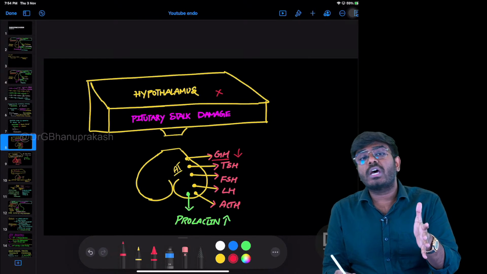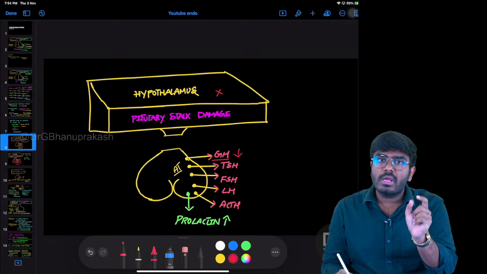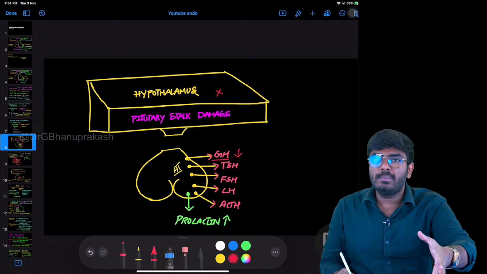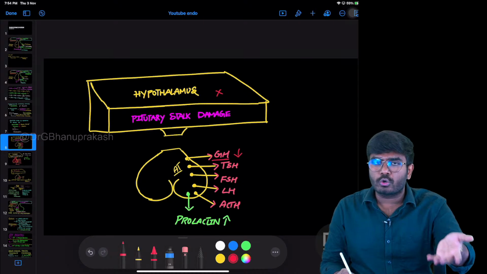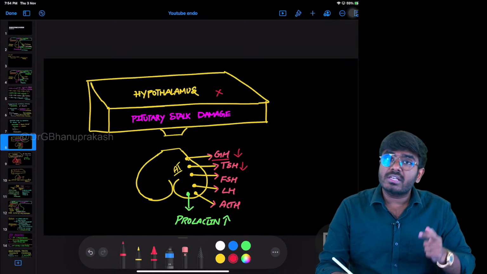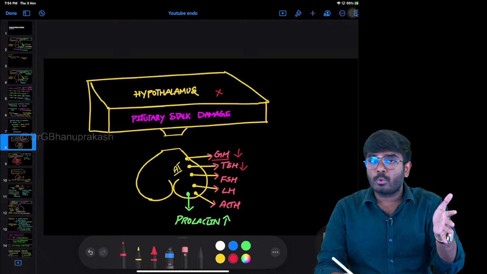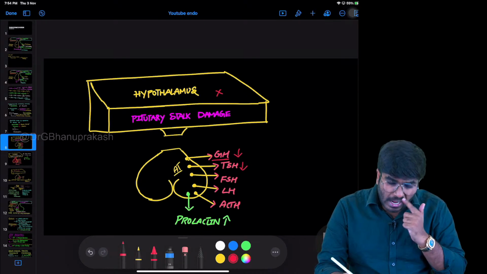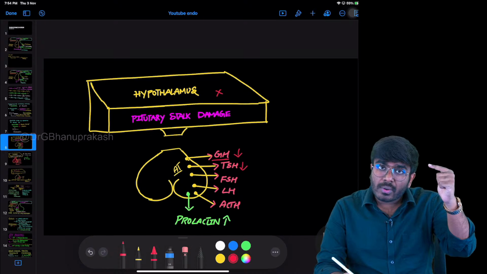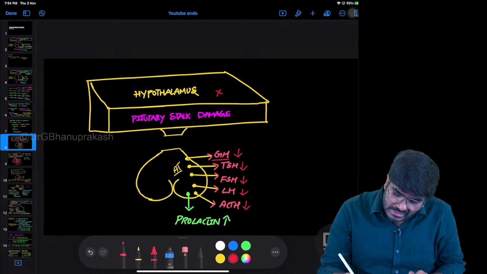Because there is no growth hormone releasing hormone, whenever there is no stimulation to the somatotropes, growth hormone is not going to be there. TSH will come down because from the hypothalamus there is no thyrotropin releasing hormone. TRH is not coming down. So all the releasing hormones are not coming from the hypothalamus. So what happened? FSH will go down, LH will go down, ACTH will go down.